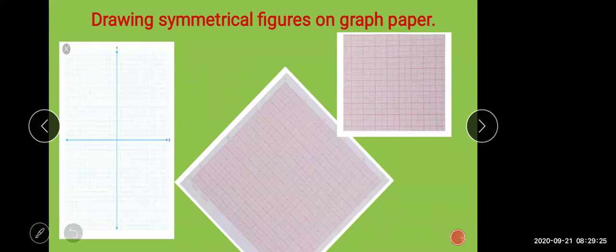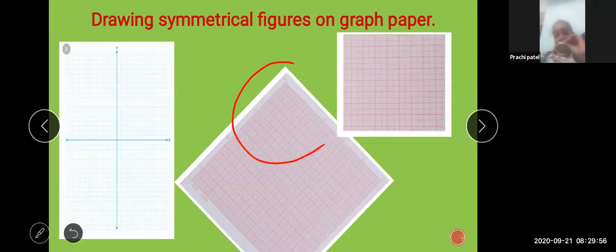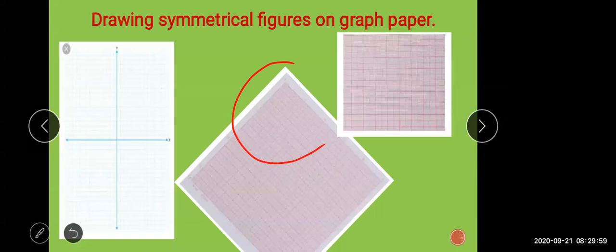Now look here. On the capital P, how many axes can we draw? We cannot draw any axis. Very good. Now the C. How many axes can we draw on the capital C? One. Yes, very good. One, not more than one.